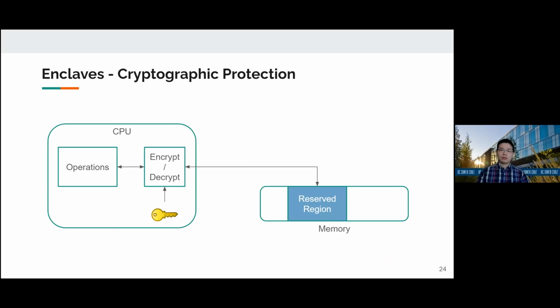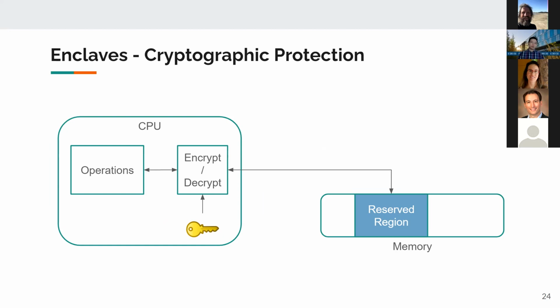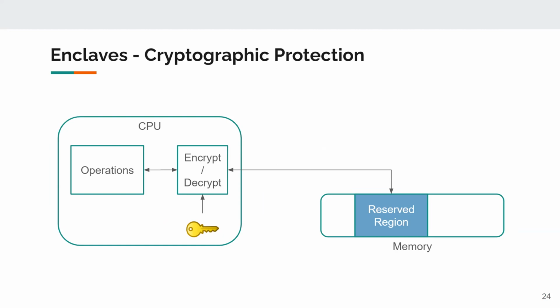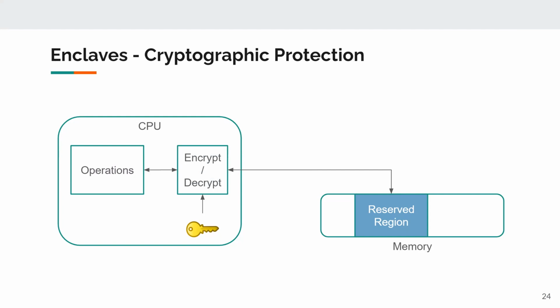But what exactly is enclave? Inside the CPU package, there's a unique secret key, and it's used for encryption and decryption. And in the memory, there's a reserved region. When reading the data or code from this reserved region, it will first be decrypted by the CPU and then sent to the operational unit. And when the computation is done, the result will be encrypted again and written to the memory. That means only the CPU package knows the secret, and anything that leaves the CPU package is in an encrypted form.